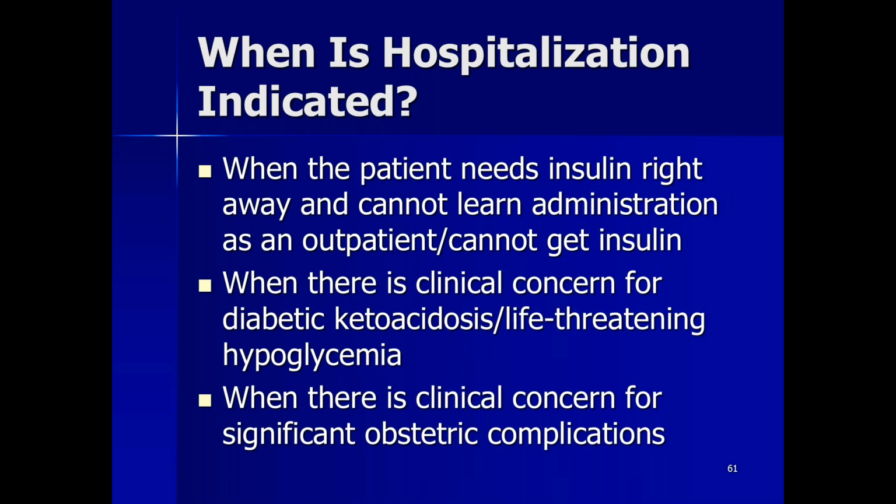When a patient has a significant clinical concern for DKA or for some life-threatening events of hypoglycemia, she needs to be in the hospital. And those conditions must be resolved before I consider her as a patient I would be happy discharging. When there is clinical concern for significant obstetric complications, what I'm referring to here is the patient who is at 26 weeks with pyelonephritis and shortness of breath. That's a patient who is also requiring hospitalization. The patient whose flu has now turned into pneumonia and is unable to keep her temperature down at home, that's a patient who I would consider bringing in for hospitalization.